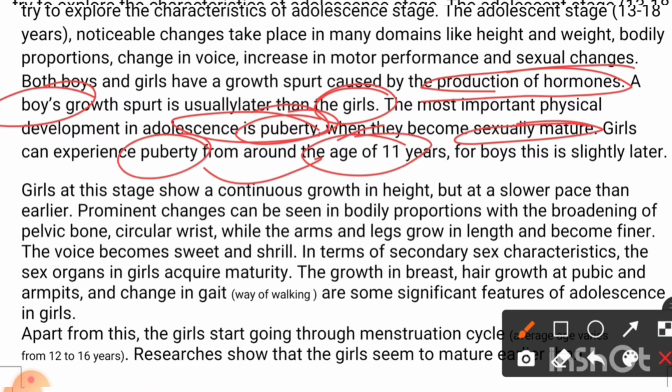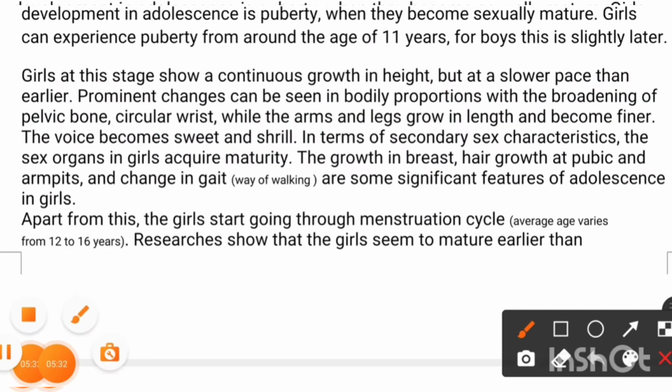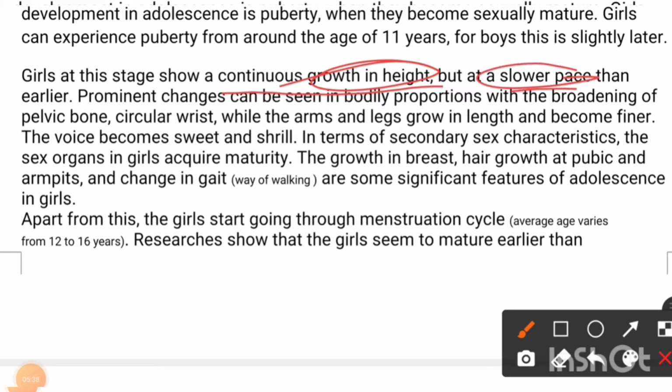girls can experience puberty at around the age of 11. For the boys it is slightly later. At this stage, there is a continuous growth in the height of girls, but at a much slower pace than earlier. The prominent changes can be seen in the bodily proportion, with the broadening of the pelvic bone and rounded wrists, while the arms and legs grow in length and become finer. The voice becomes sweet and shrill.